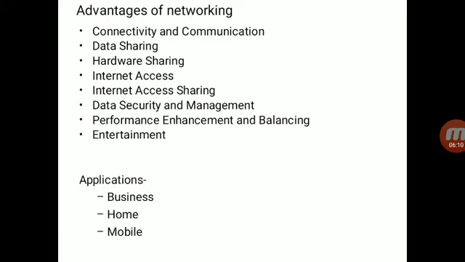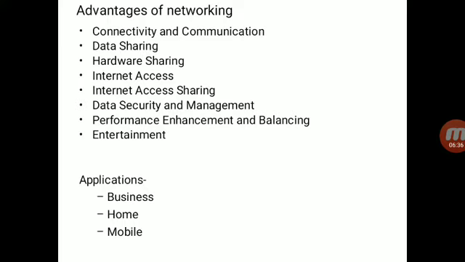So internet access is the best example of this one, data sharing. So server, the best example is Google server, or any server that you love to browse. That server is at a remote place and you are sharing that data, you are sharing the information across the globe on your PC. That is the beauty of this networking.